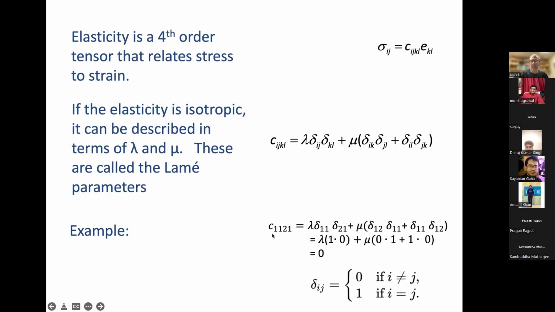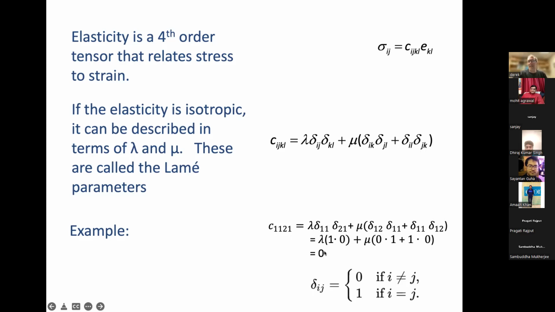So as an example, I can calculate C sub 1121. So i is 1, j is 1, k is 2, l is 1. And I can write out the Kronecker deltas. So delta sub ij is delta sub 11, delta sub kl is delta sub 21, and so on. And in this case, the two components do not equal, so that's equal to 0. Delta sub 12, again, it's going to equal 0. Delta sub 12 again, because delta sub jk is going to be 0. So in this case, C sub 1121 will just be 0.